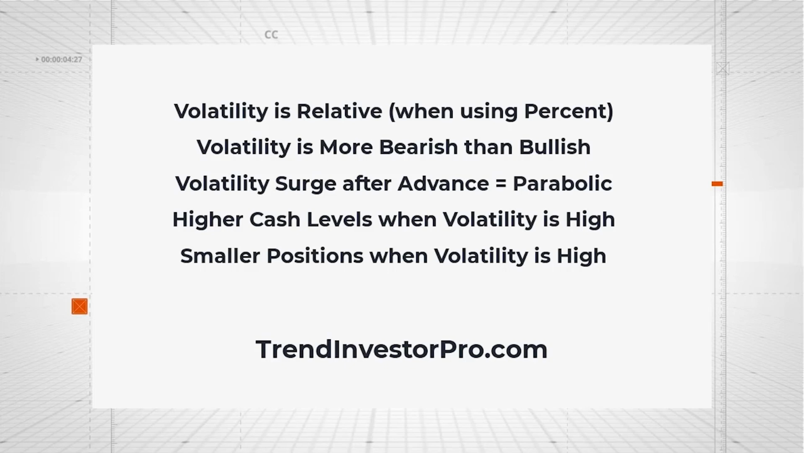And what do you do with volatility? Well, it's very hard to trade, obviously, and that usually means higher levels of cash. And so because SPY is in a downtrend and we have higher levels of volatility, that probably means higher levels of cash are warranted, less risk. And also smaller positions are usually warranted when volatility is high because that means risk in each position is high.